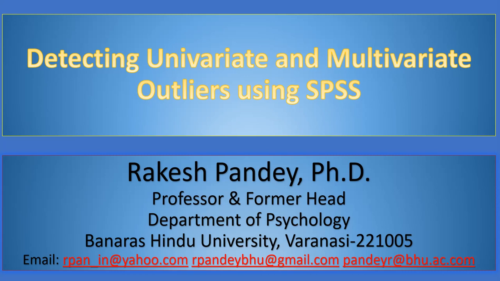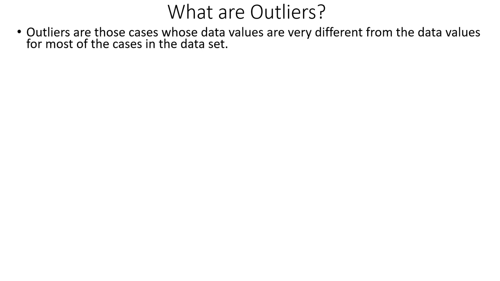So let us begin with defining what an outlier is. Outliers are those cases whose data values are very different from the data values for the majority of the cases in the data set. So in this sense, it is a deviant case. If any case has a data value which is different from the normative data, that is, the data which is obtained or observed for most of the cases in the data set, then that is an outlier.